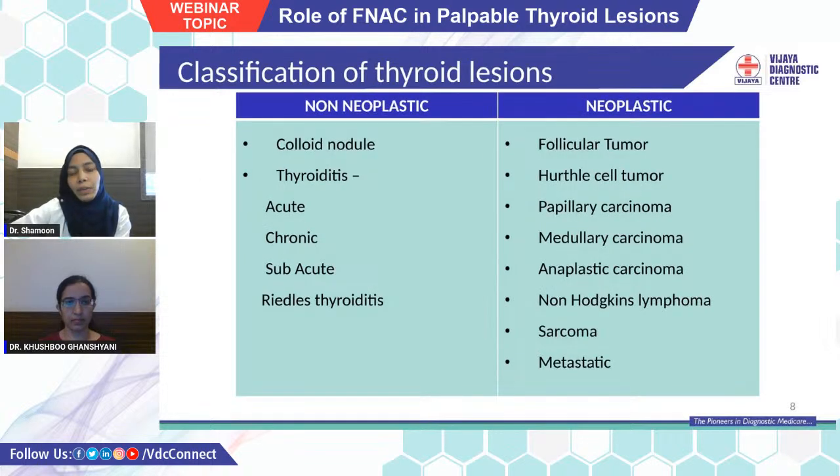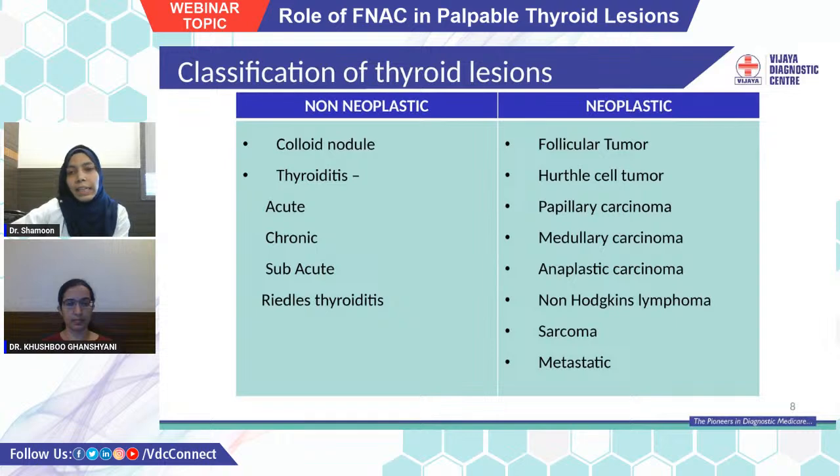Let us see what we diagnose using that material. That is classification of thyroid lesions. They are classified as non-neoplastic and neoplastic. Non-neoplastic thyroid lesions include colloid nodules and inflammatory conditions like acute, chronic, subacute thyroiditis, and also Riedel's thyroiditis, where we see fibrosis of the gland.